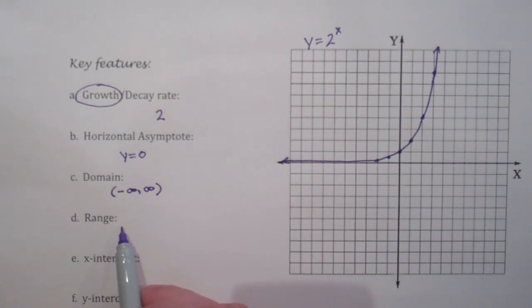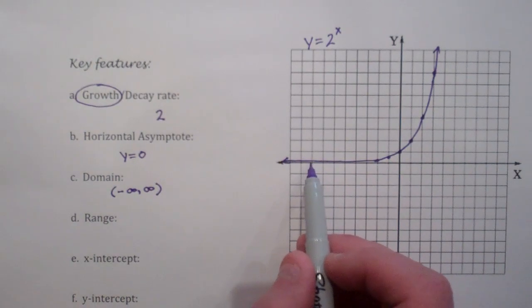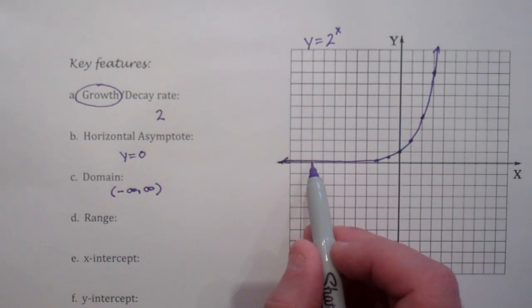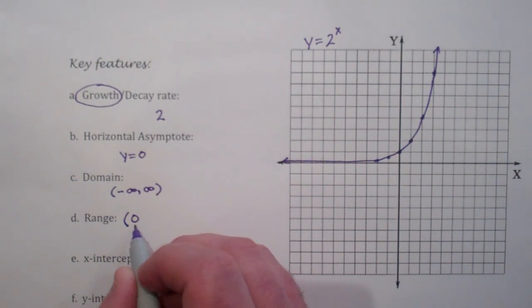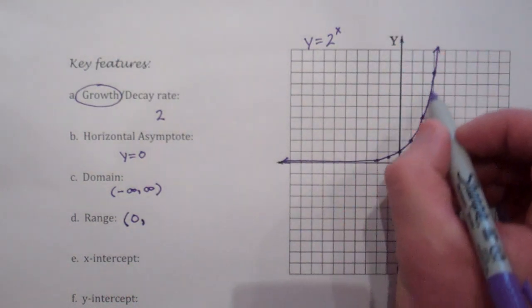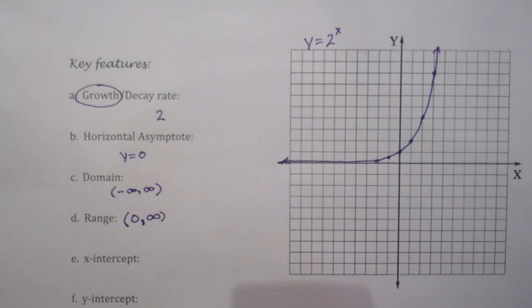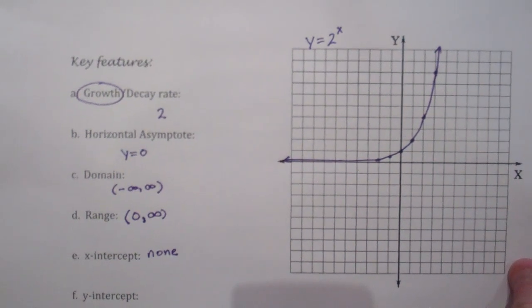The range, however, there are some y values that aren't possible on this graph. The purple graph here does not exist below the x-axis. It doesn't even exist for y is equal to 0, but it gets very close to 0. So we'll list the range with a parenthesis indicating we're getting close to but not exactly equal to 0. And then every positive y value as this graph continues up and up and up is possible. So the range is 0 to infinity. The x-intercept for this one is going to be none because the graph will never cross the x-axis.